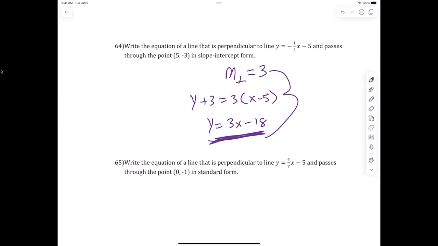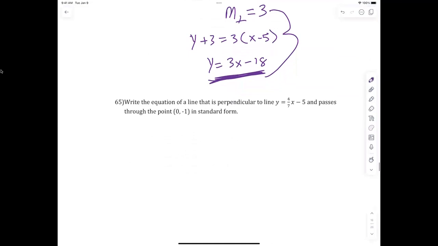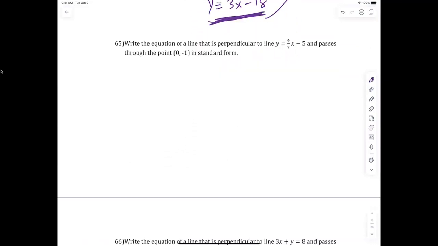What are we looking for? Shh, let her figure it out. What are we looking for? Perpendicular, right? Yes, all right. Perpendicular is the negative reciprocal. So just to make sure we're good for 65, the slope of the perpendicular would be what? Negative 7/4. That is correct.